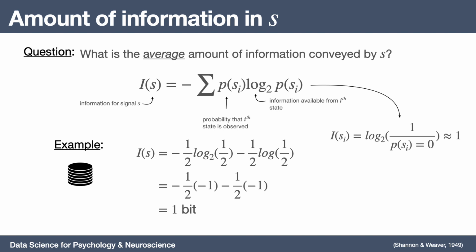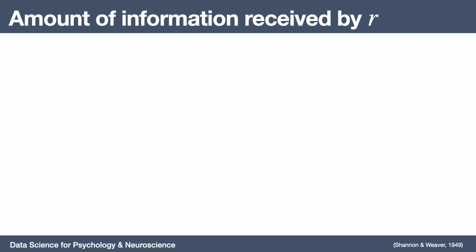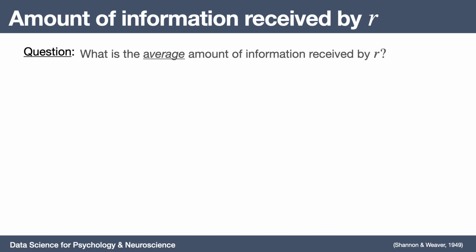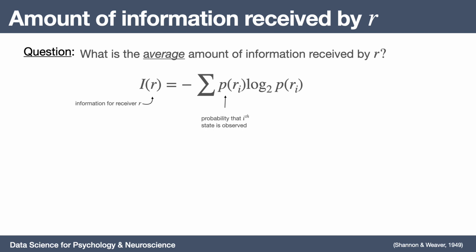Now this is on the signal side. Let's look at the receiver. Well, we can apply the same logic to answer the question, what is the average amount of information received by the receiver? It's the same functional form. You have the information for the receiver, I of R. You have the probability that the receiver is in the ith state times the amount of information available from the ith state, using the exact same logic.